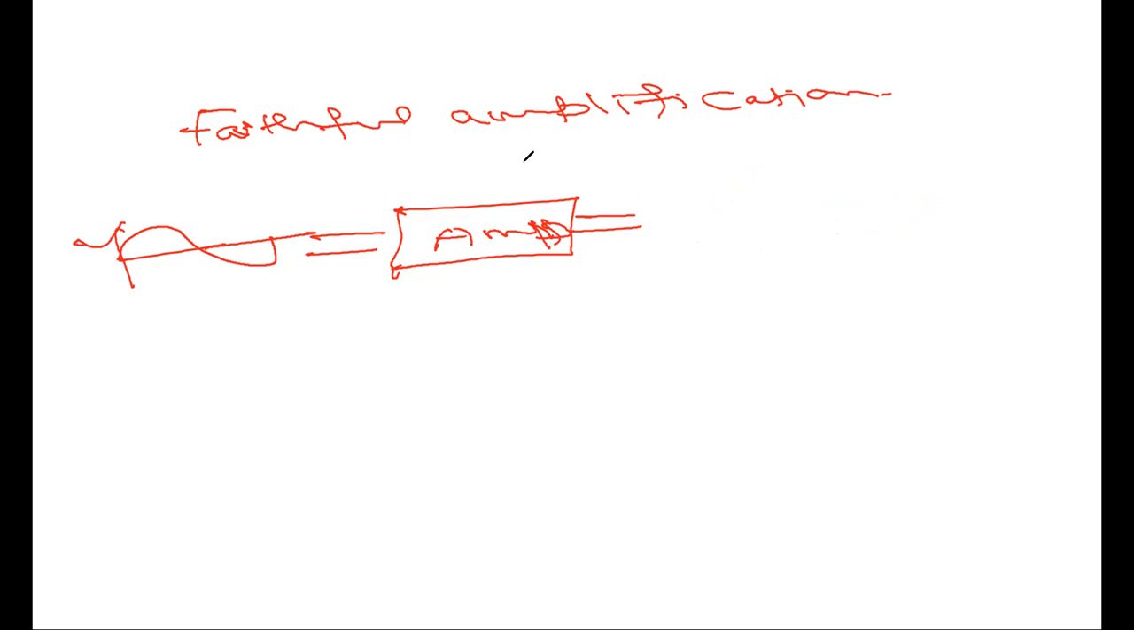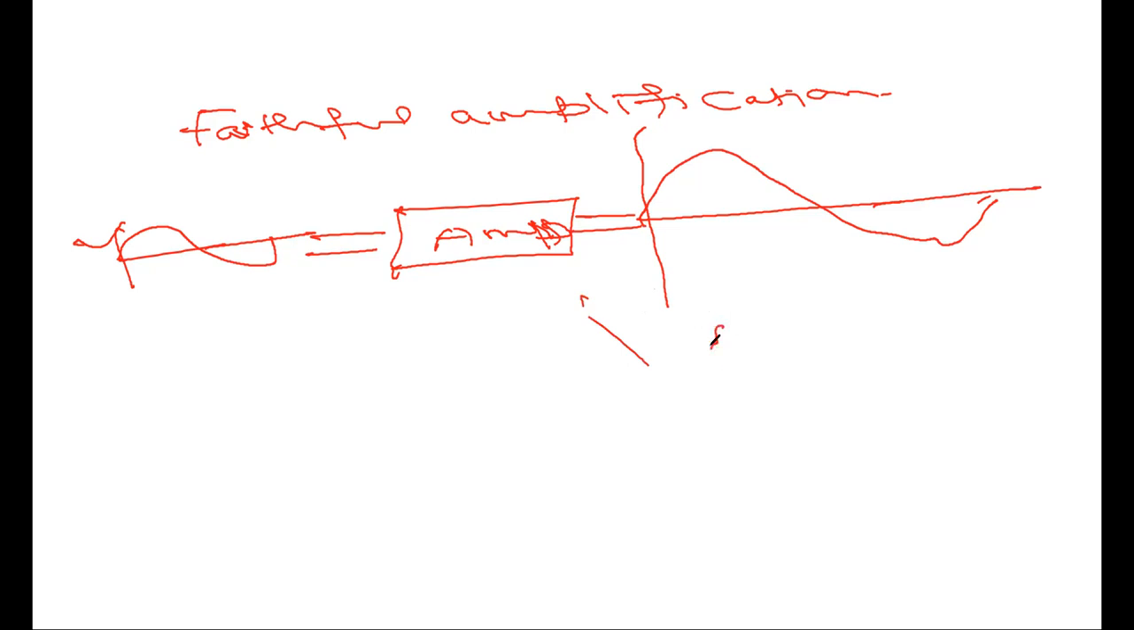So the amplitude of the signal is enhanced or increased, but the shape of the signal is the same. But if the input is given in this form and we get the output in this form, then this is a different output from the input.